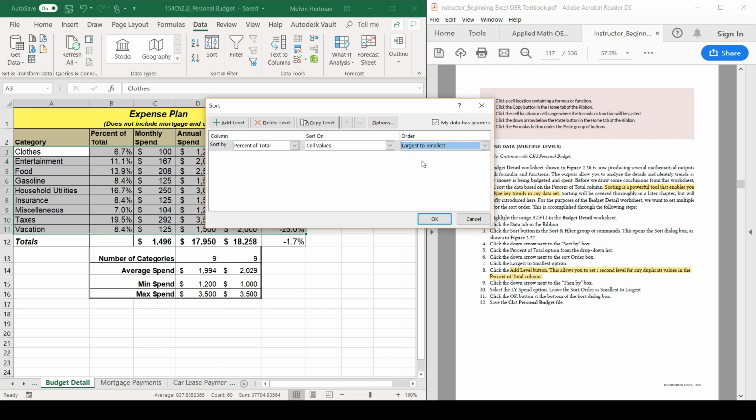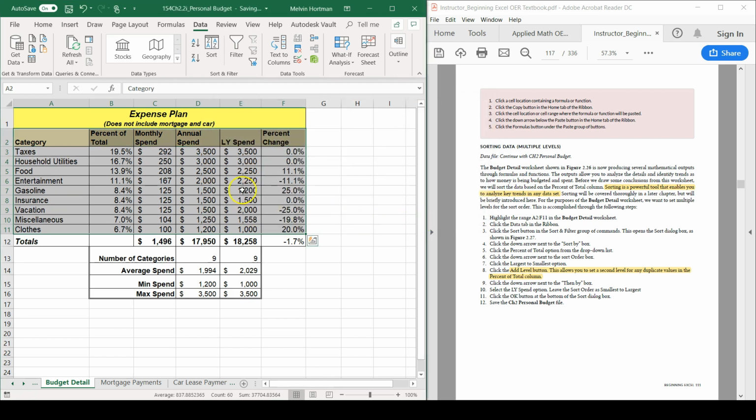We're going to add another level to this sorting scheme to sort out the data when there are duplicates in the percent of total. So I'm going to go to Add Level, and then this time I'm going to sort based off last year's spending. Let me just make sure that's actually what I need to do. Yep, last year's spending. And we're going to go from smallest to largest here. I'll say OK, and then my data will be sorted.